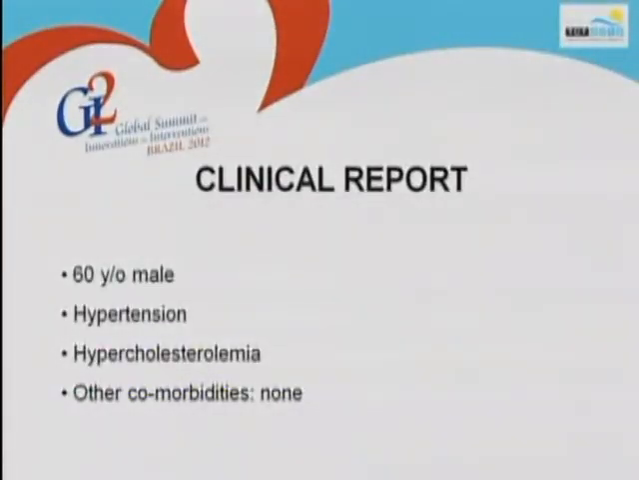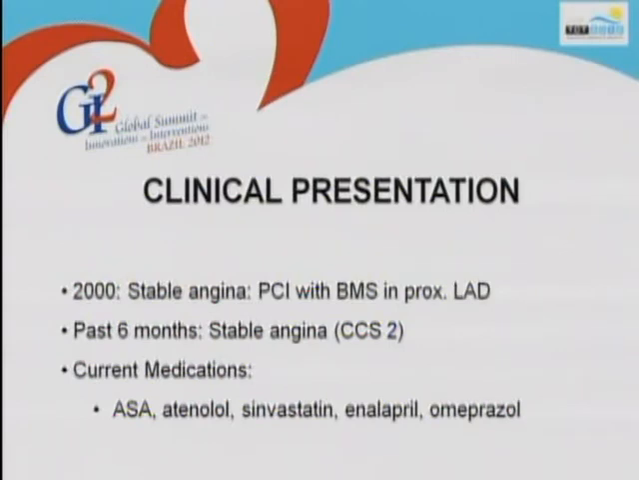Okay. So this second case is a 6-year-old male with hypertension and hypercholesterolemia. In 2000, he was admitted to the hospital with stable angina, and PCI was performed with a BMS stent in the proximal LAD. He was asymptomatic after that, and in the past 6 months he started having angina again. He's now on aspirin, atenolol, simvastatin, enalapril, and omeprazole.